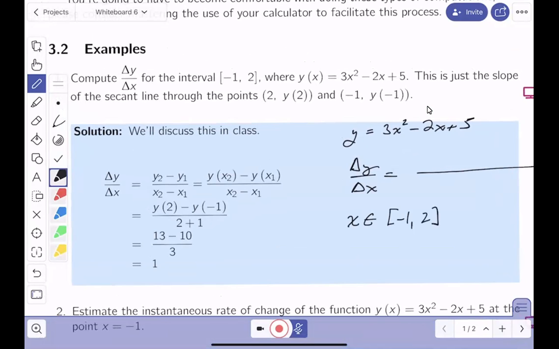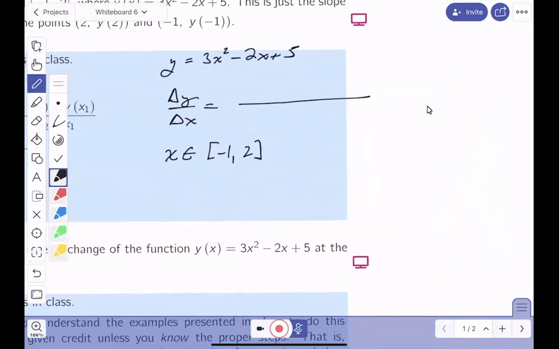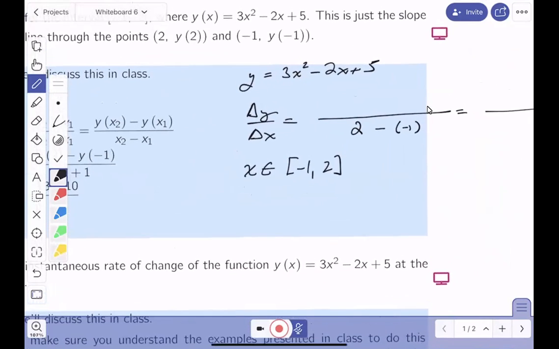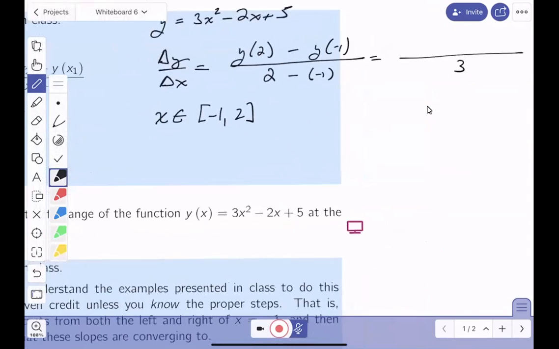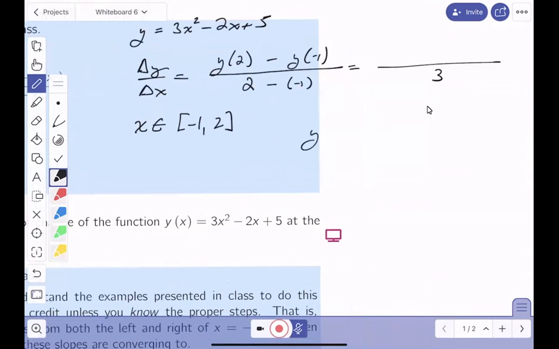So the delta x is probably the easiest thing to compute. What's that going to be? It's going to be 2 minus, that's the upper limit, the lower limit. And what's that going to be? Fairly simple, it's just 3. All right. Now the other problem I got is the upper part, which is going to be y evaluated at the upper limit, which is 2, minus y evaluated at the lower limit, which is -1. Well, you know what? I got to do those computations separately.